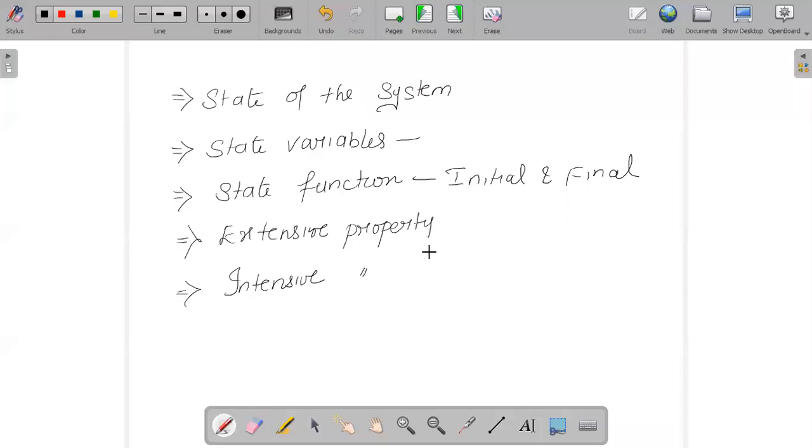And yes, important are extensive property and intensive property. What do we say is an extensive property? It is the one that depends upon the quantity of matter contained in the system, but it will not depend upon the nature of the substance. An example is internal energy.